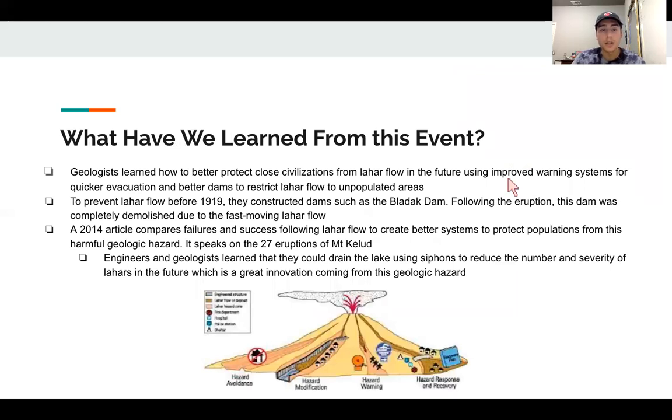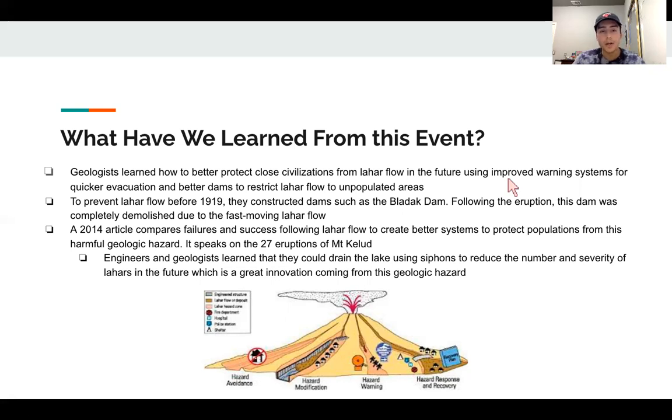Geologists learned how to predict and protect nearby civilizations from lahar flow, using better warning systems, quicker evacuation, and better dams to restrict the lahar flow from populated areas to other unpopulated areas, or to just keep it still. And to prevent lahar flow before 1919, it's interesting, they tried to construct a dam called the Bladak Dam. But following the eruption, it was completely demolished because the lahar flow was so fast.